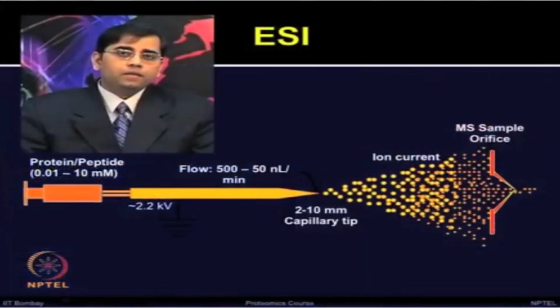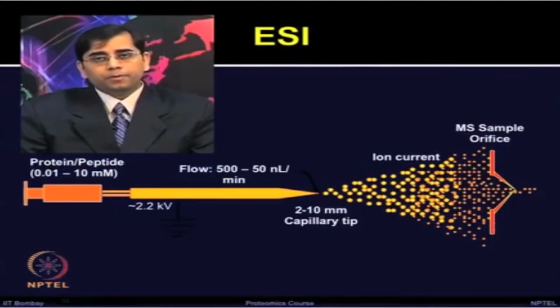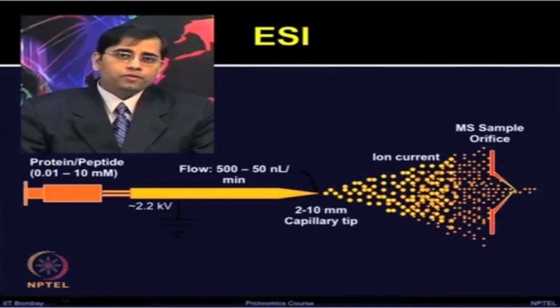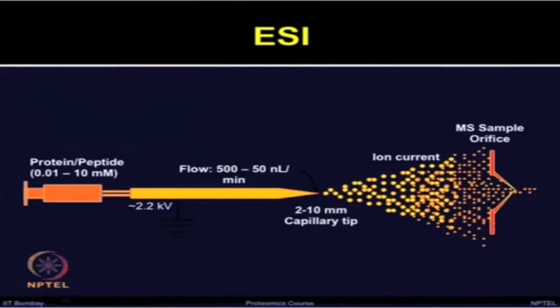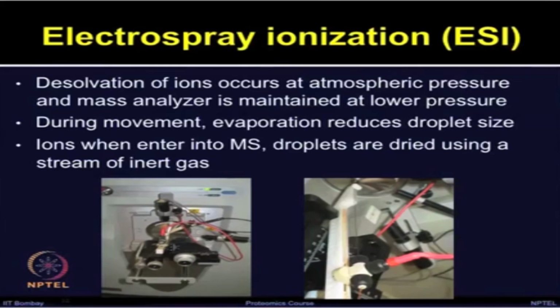Now, here you can get an overview of the process involved in electrospray ionization. Small droplets of solution containing the peptide analyte are generated by the Taylor cone. Protons from the acidic solution give the droplets a positive charge, so that they can move from the needle to the negatively charged instrument. In ESI, the desolvation of ions occurs at atmospheric pressure and the mass analyzer is maintained at a lower pressure, so that ions can be drawn into the MS based on the pressure differential.